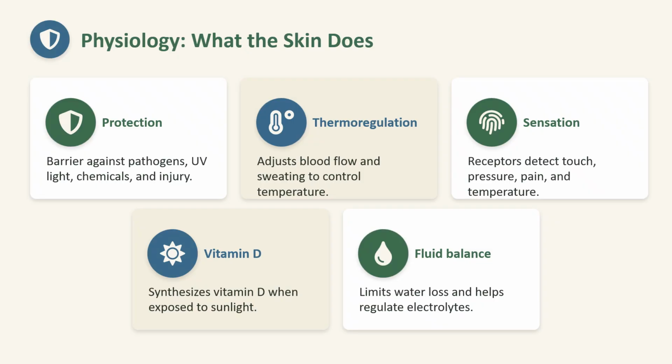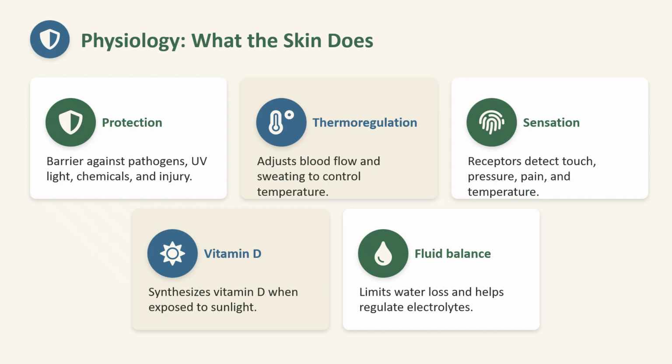Okay, so we've built the structure, so let's talk about the function. The skin is doing 5 major jobs at all times, and every one of them traces back to that theme of being the boundary between the inside and the outside of the body. Protection is the headline. The skin is a physical barrier against pathogens trying to get in, against ultraviolet light. That's what melanin helps shield you from, against chemicals and against mechanical injury. It's your first line of immune defense.